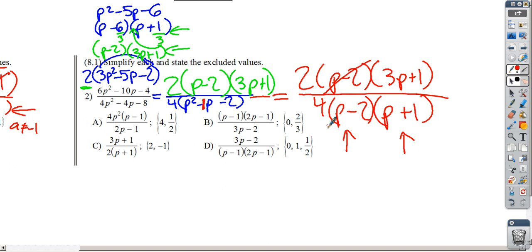Okay, you can see that these will cancel. The 2 will cancel, and that 4 will become a 2 if you divide each of those by 2. So you're left with 3p plus 1 over 2 times p plus 1, and that's option C.